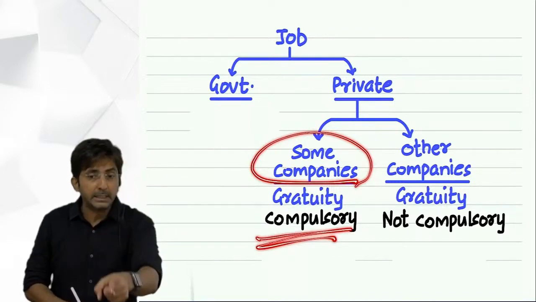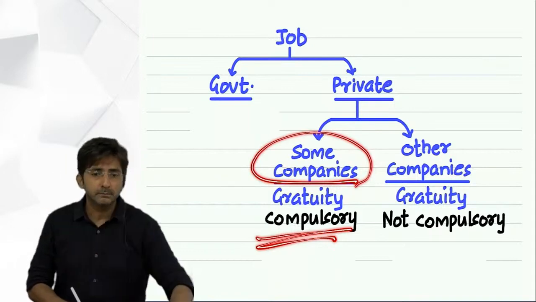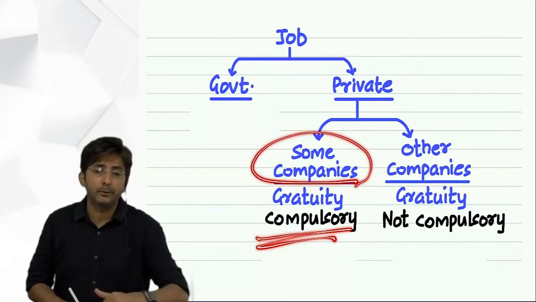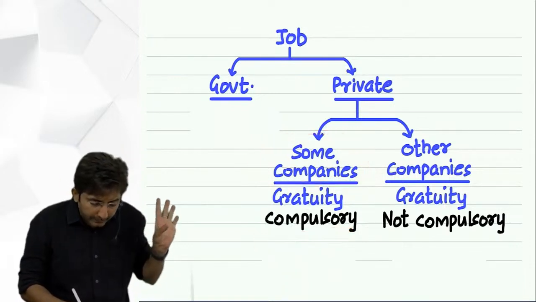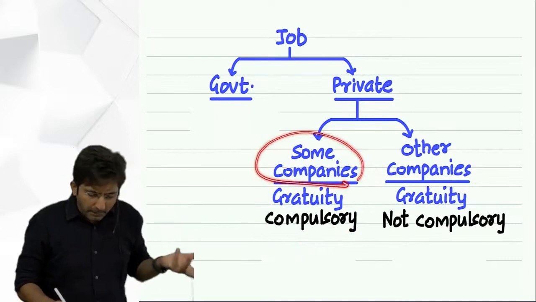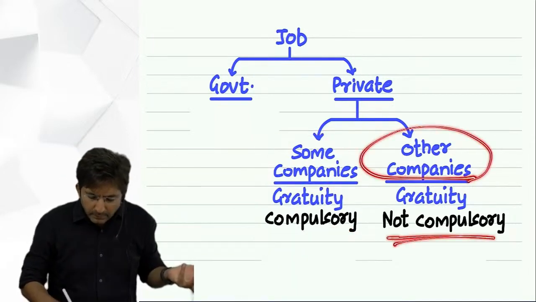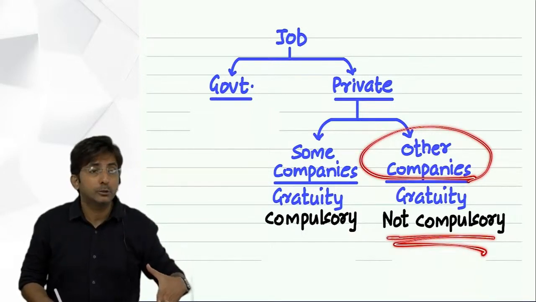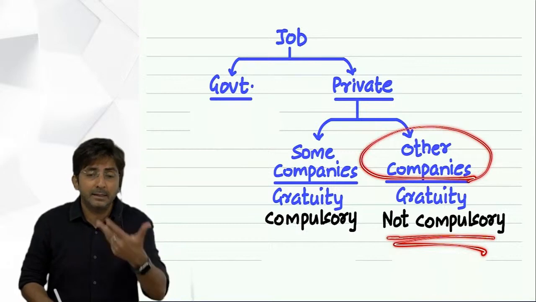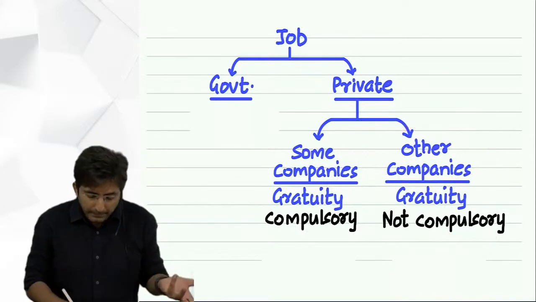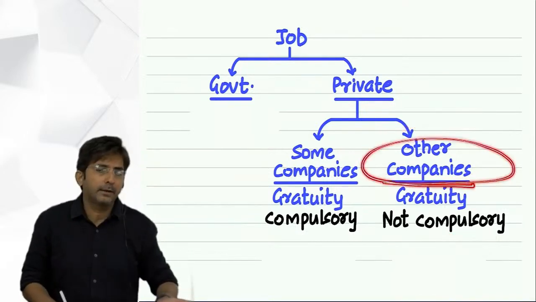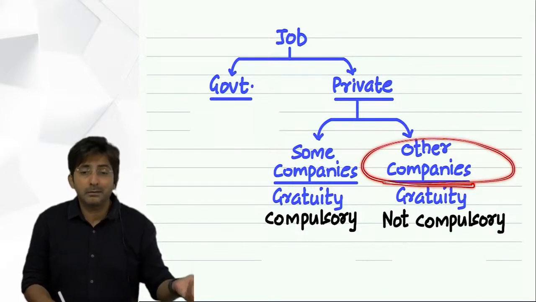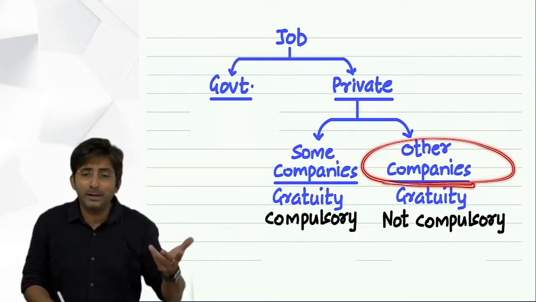And if the company doesn't give you gratuity, you can file a case, and you have the backing of the Payment of Gratuity Act 1972. I am talking about if you are working in these companies. But there are many other companies where the law doesn't apply. Which law? Payment of Gratuity Act 1972. That act doesn't apply means, in these companies, it is not necessary that you will get gratuity. If you are getting it, it's your luck. If you are not getting it, you cannot file a case.